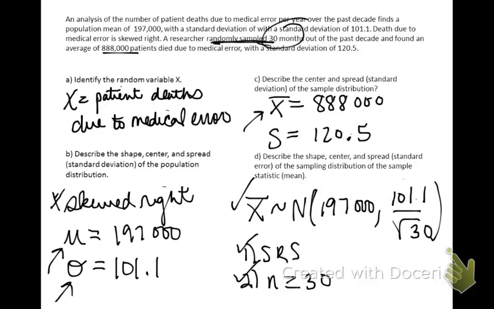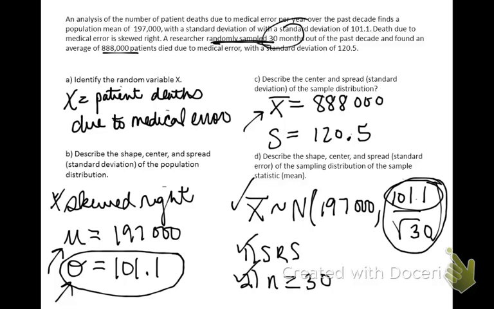One of the last things I'll point out is the difference in vocabulary. The standard deviation is this. The standard error equals the standard deviation divided by the square root of n. So this is your standard error, and it says that up here. Standard error, that's the 101 divided by square root 30. Standard deviation is just the 101.1 that you're seeing right here.